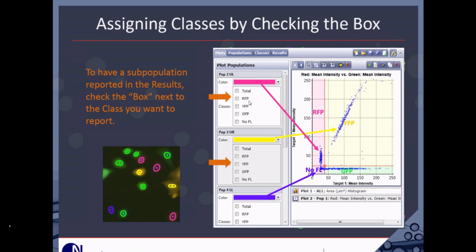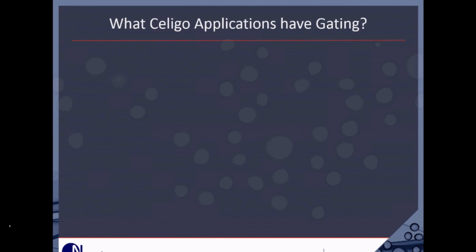So here we're checking the RFP and then the YFPs for yellow. And then you would have to scroll down to get the non-fluorescence and the GFP, but we'll do that later in this training. And then the additional class is actually further down, so you would just scroll down to get to the GFP population.